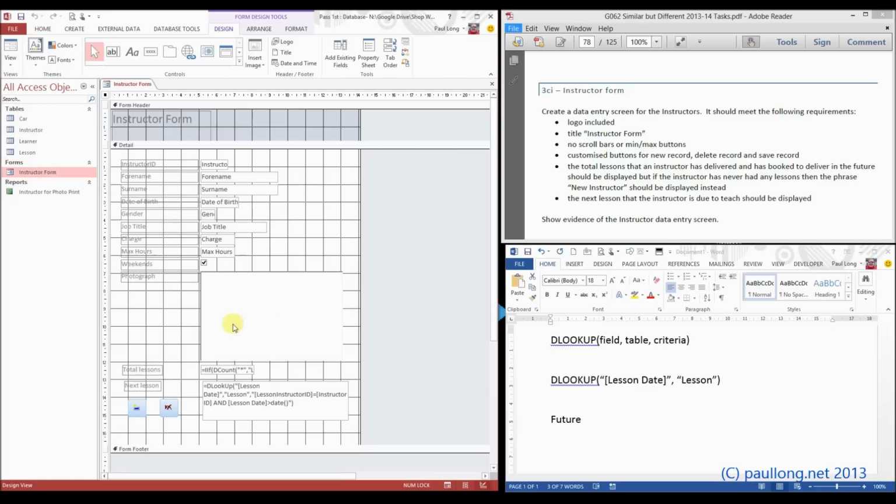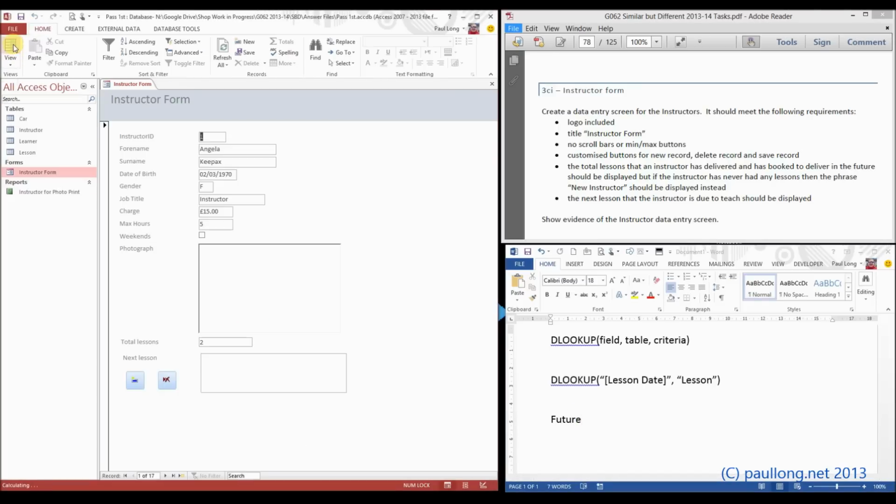So what we're going to do is change our DLOOKUP to be DMIN, because that will find the smallest. The reason we want the smallest is because we're looking at lessons in the future, and we want the earliest lesson in the future. So the smallest lesson in the future will be the next lesson in the future. Now if we run this and go to the end, we can see it's found 1st of May 2014. I'm running this at 12:40 on the 15th of October 2013.